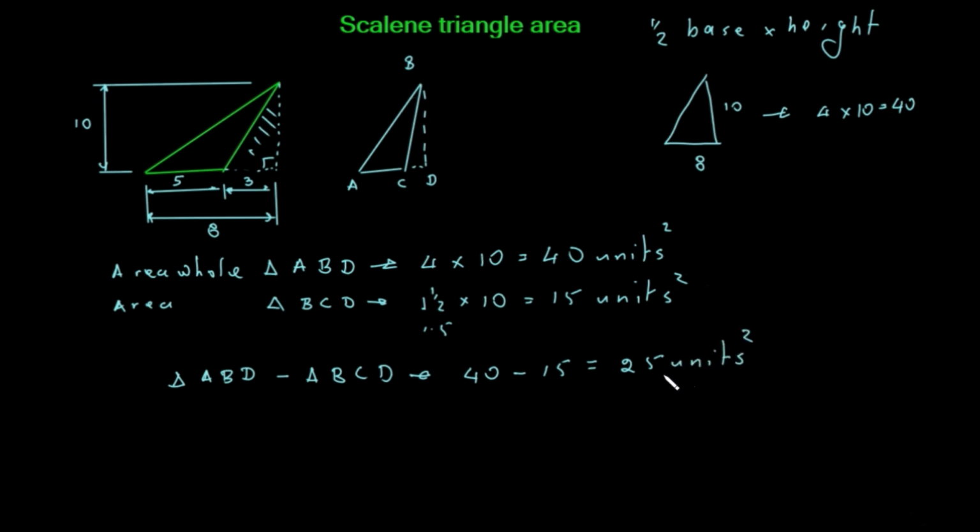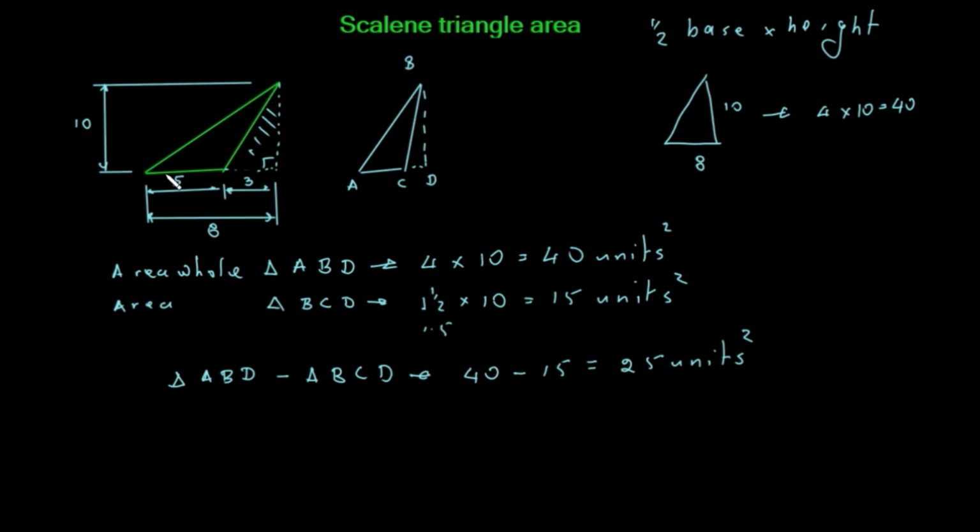Units square. I know I'm labouring this point, but it's important. Okay, so the green area, by difference, this is called, is 25 square units.